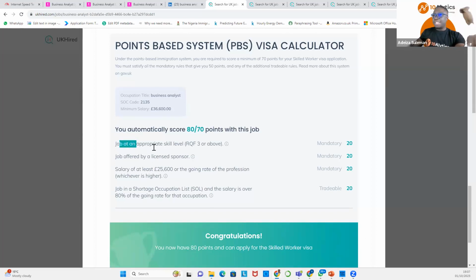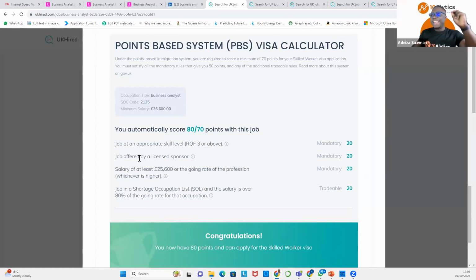Now, the job is at an appropriate skill level, RFQ 3 or above, which means the skill level to do this job is above A level. A level, so beyond high school. You've done high school and you have an A level. Or the skill level, the RFQ is a bit, it's not very straightforward to understand, right? But RFQ 3 or above means above A level. So you get 20 points for that, mandatory.